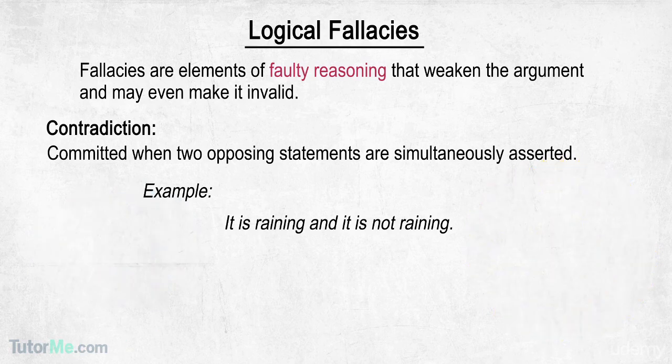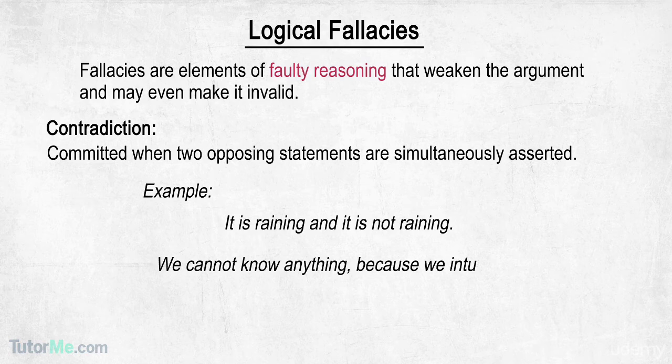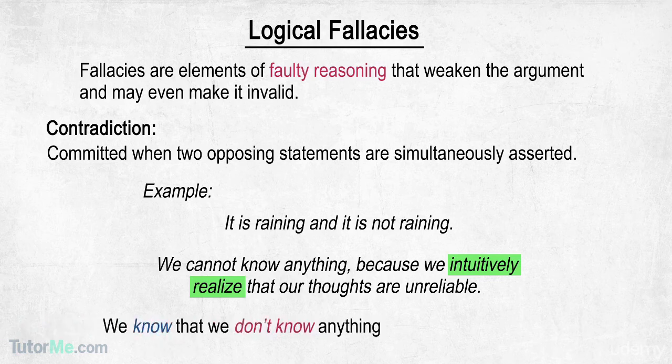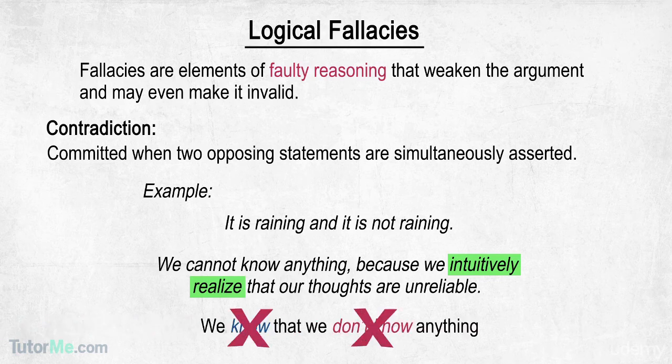Typically, however, the writer obscures the contradiction to the point that the argument can be quite compelling. Take, for instance, the following argument. We cannot know anything because we intuitively realize that our thoughts are unreliable. This argument has an air of reasonableness to it, but intuitively realize means to know. Thus, the writer is, in essence, saying that we know that we don't know anything. This is self-contradictory. Now that we've reviewed the basics, let's discuss how to formulate your essay.